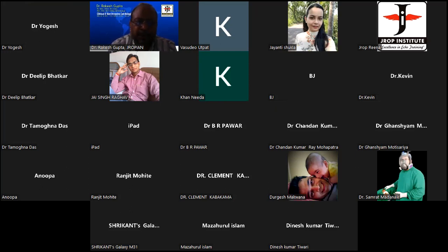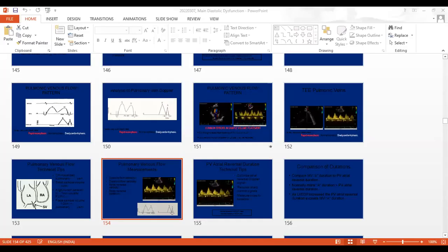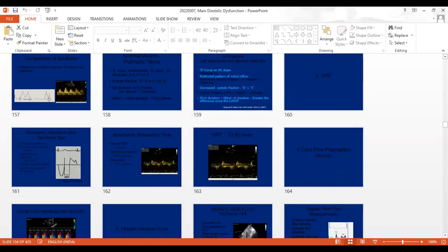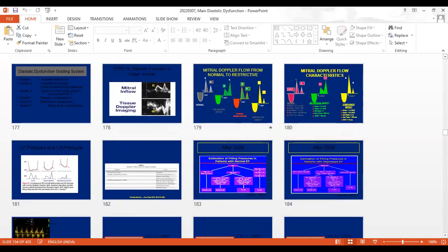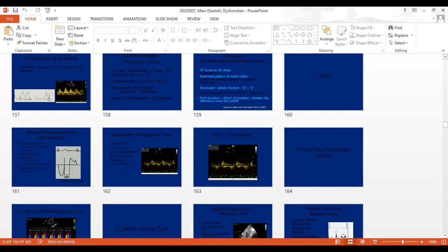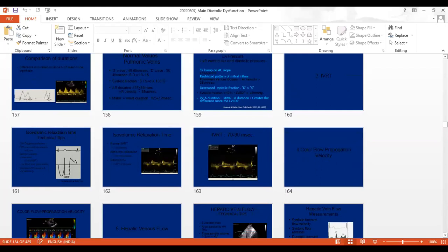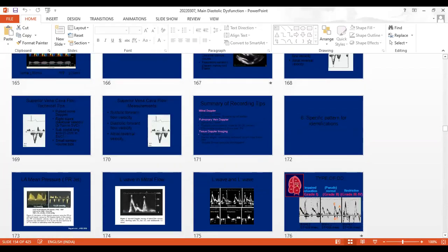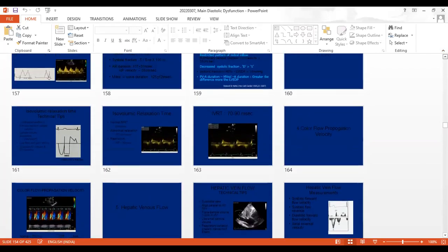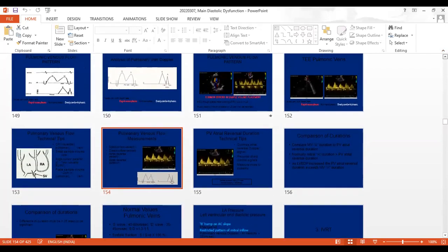What is a pseudo-normal pattern? First of all, I must tell you what is pseudo-normal. As the ventricles get stiff, the LA pressure rises, and the E wave, the initial rapid filling phase, will have the same height as it was in the normal pattern, and the E to A ratio remains the same. Correct. So what do we do in that? Let me just find a slide. I hope you are seeing my slide already.